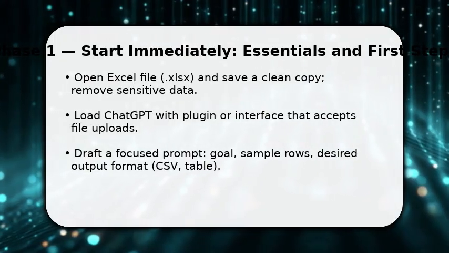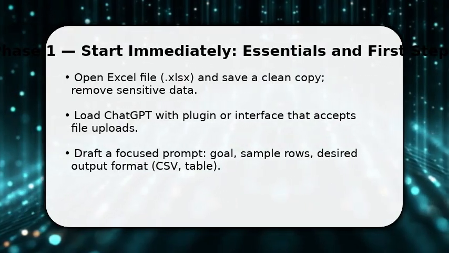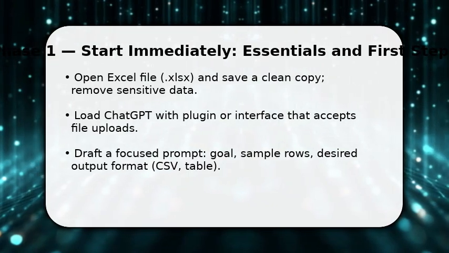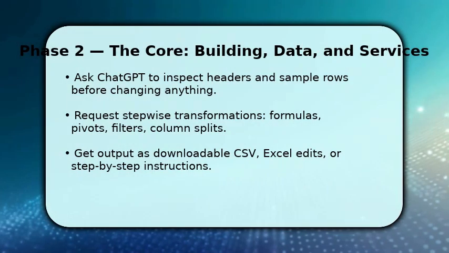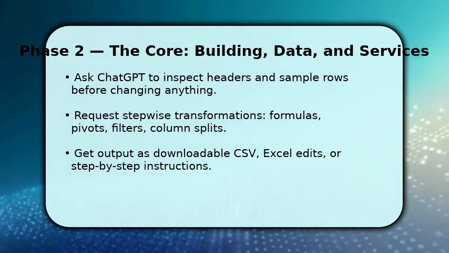Then write a concise prompt that states the goal, shows 2-3 example rows, and specifies the output format, for instance CSV or a summarized table. This prevents ambiguity. You now instruct ChatGPT to perform transformations with explicit, stepwise commands.